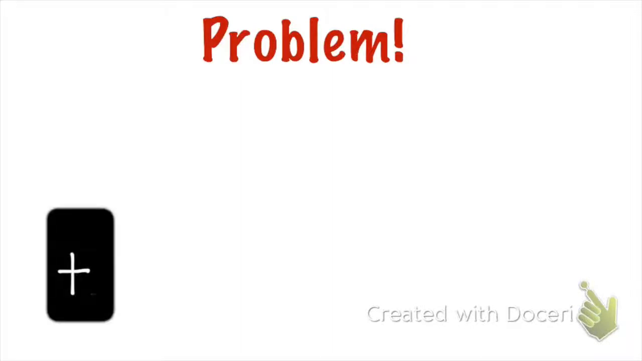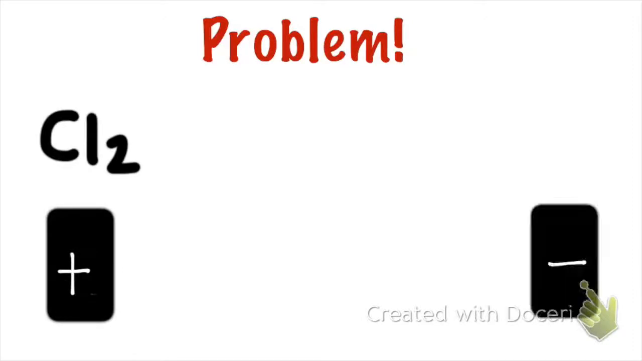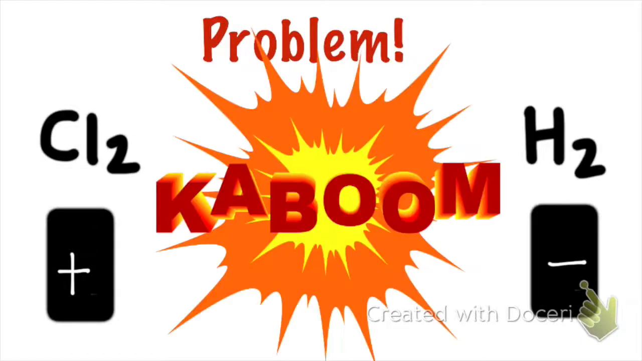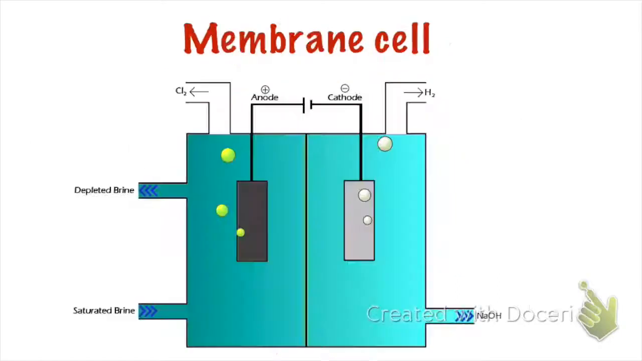But there's a problem. At the positive electrode we have chlorine gas. At the negative electrode we're forming hydrogen gas. And you may well know that those two are explosive together with heat or light. And so the design of the cell has to take this potential problem into account. This is what the membrane cell looks like.